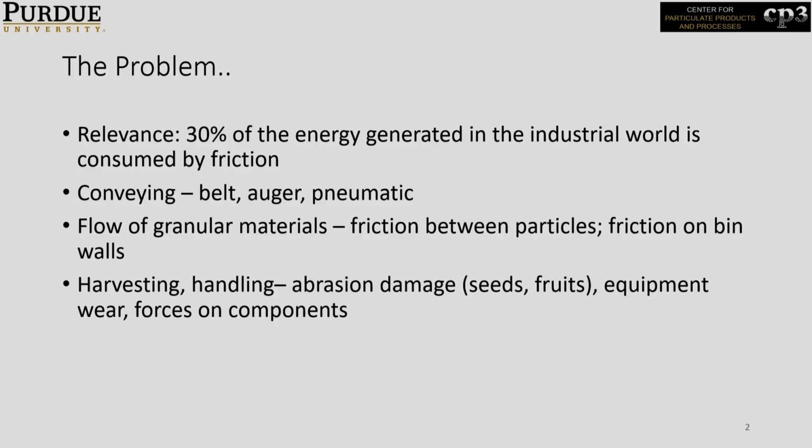Almost 30% of the energy that we spend to move anything, whether it's a car or bulk material handling, depends on the friction between surfaces, right? You can take any example: conveying belt, auger, pneumatic flow of materials, almost all places. Whenever we are moving something, friction will play a larger role, right? Seeds and fruits when we are harvesting, the friction will affect how it damages the fruits, etc. Okay.